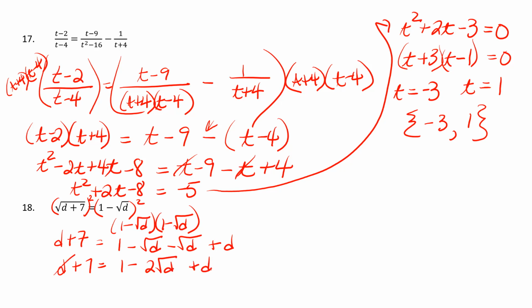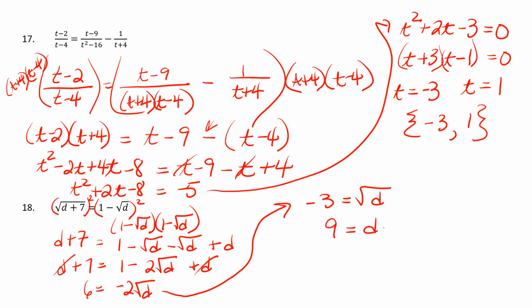The d's cancel on both sides of the equation. Now you are going to need to isolate the square root again. So if you subtract 1 on both sides here, you're going to get 6 equals negative 2 times the square root of d. Then you can divide both sides by negative 2, and you'll get negative 3 equals the square root of d. And if you square both sides, you'll get 9 is equal to d. And if you quickly go back and plug that in, which you have to do whenever you square both sides of an equation, you have to check your answer because it may not actually work.